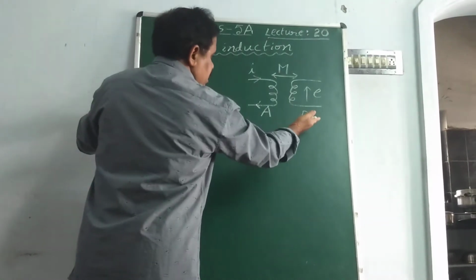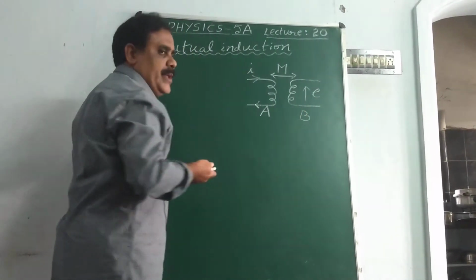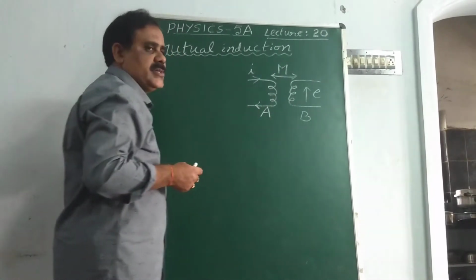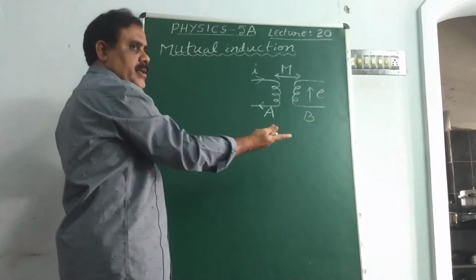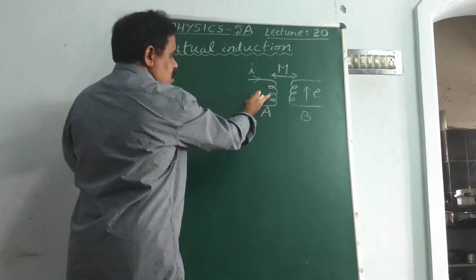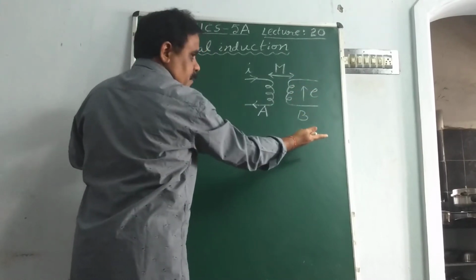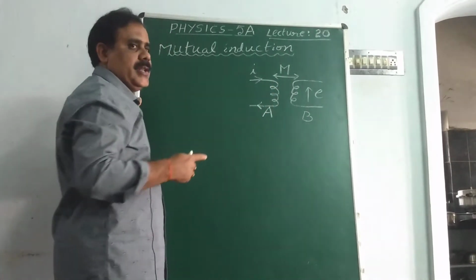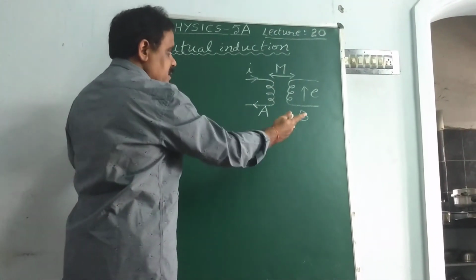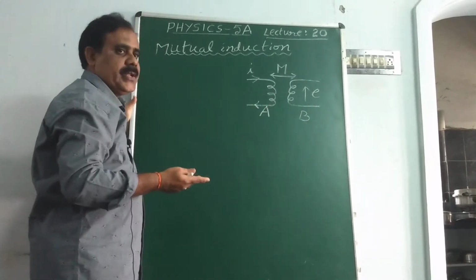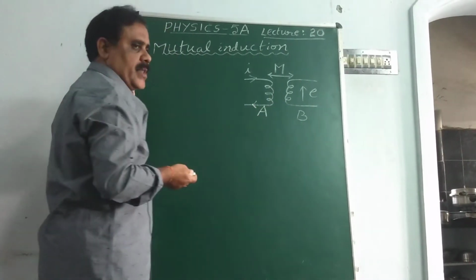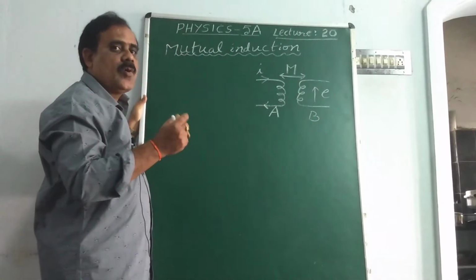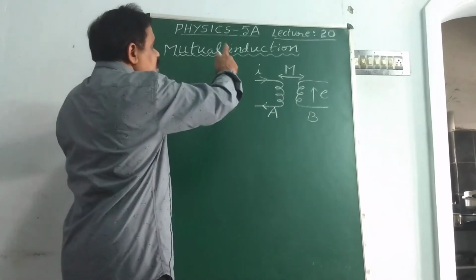Similarly, suppose there is a change in the current in the coil B, then also the flux linked with it changes and hence an EMF is induced in the coil A. You see here, if there is a change in the current in this coil, EMF is induced in it. Similarly, if there is a change in the current in the coil B, there is an EMF in the coil A. So that's why this is called mutual induction. This phenomenon is called mutual induction. And these two coils are called mutually coupled coils. So that is about mutual induction.